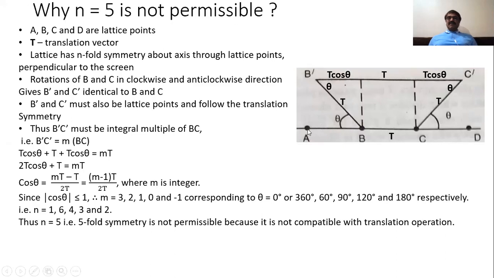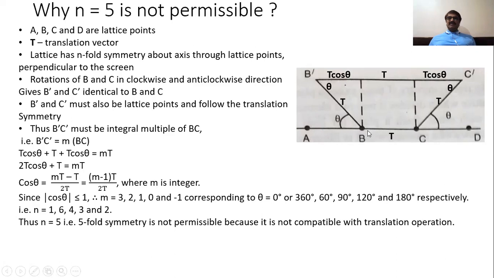In this figure you will find that there are four lattice points: a, b, c, and d. The lattice points are periodically arranged, so they have a translation symmetry. Suppose the translation operation in this case is represented by a vector t, so t is a translation vector. Now suppose we don't know what symmetry is possessed. Let us consider that it has an n-fold symmetry.